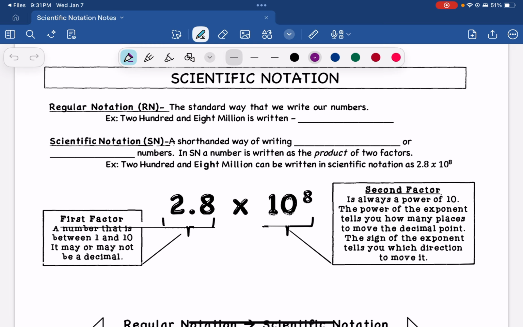The normal way that you've seen numbers represented is regular notation. So for example, if we're looking to write the number 208 million, we would write 208. And then to represent that it's millions, we have to add a bunch of zeros and commas. If we want a different way of writing that without writing all those zeros, we'd look to scientific notation. This is a shorthanded way of writing numbers that are big, like the one we just did, or small.